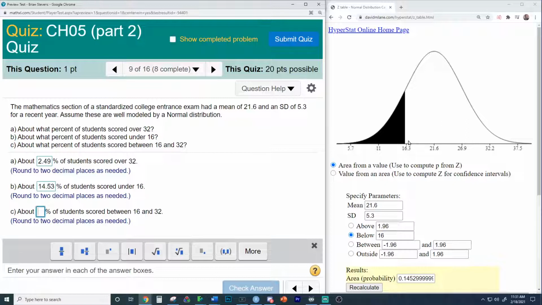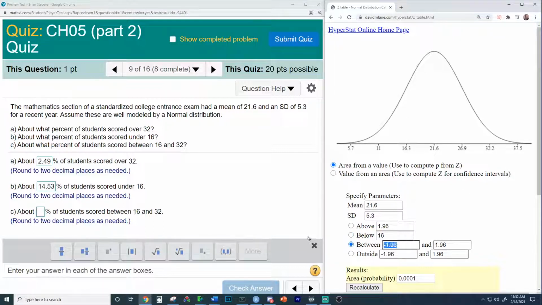Blank percent of students are between 16 and 32. Oh, this is so perfect. Oh, no, it's not an easy one, because this is -1 and this is 32. We did one like this way earlier and it was like 84%. So I'm just going off of memory and remembering it's about 84%. Let's see if memory serves.